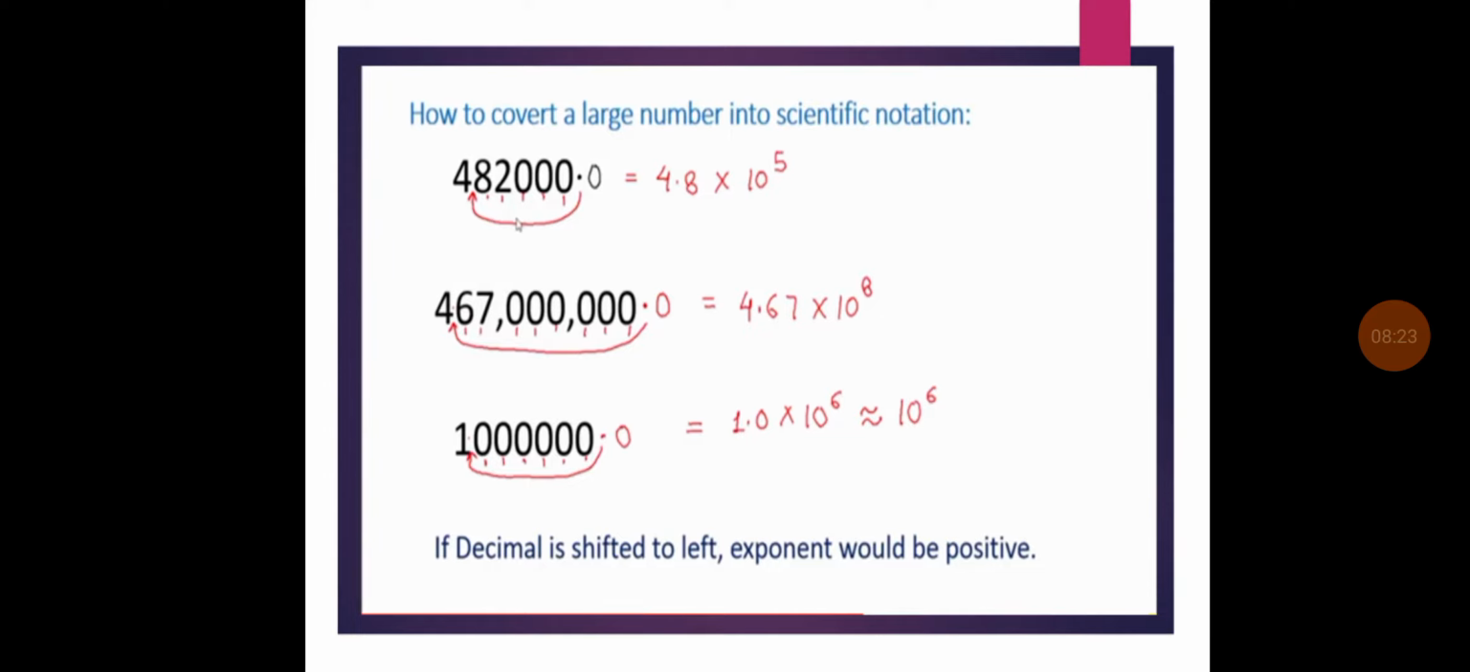Now, how to convert a large number into scientific notation? We have these other examples. If the decimal is shifted to left, the exponent will be positive. Again, you have this. The decimal is placed after this value. So it will be 1, 2, 3, 4, 5. So the exponent will be plus 5 because we move from right to left.